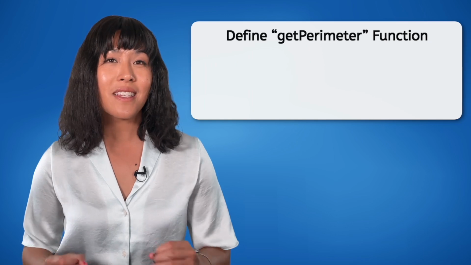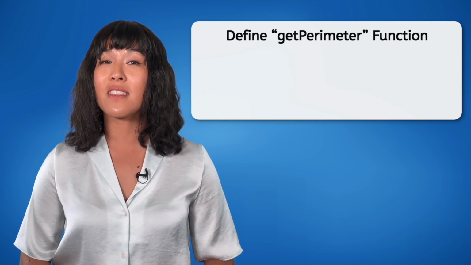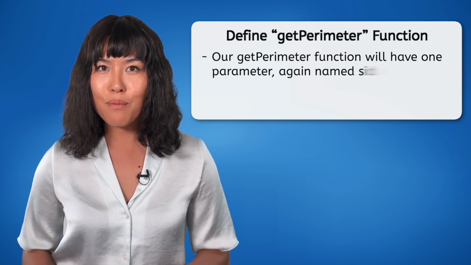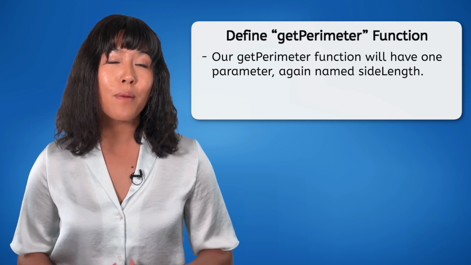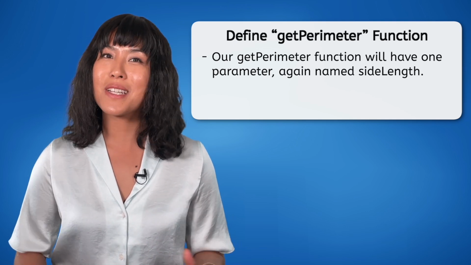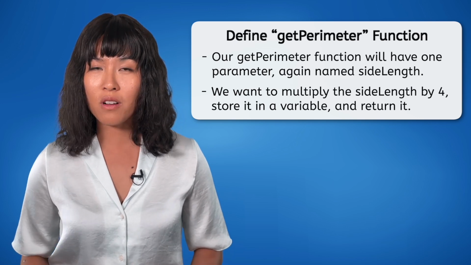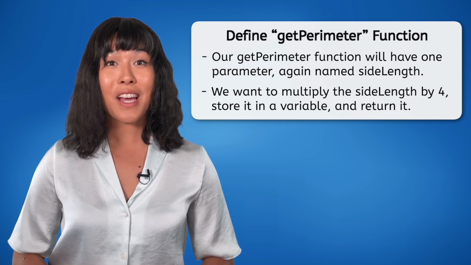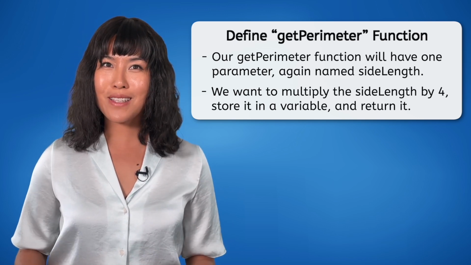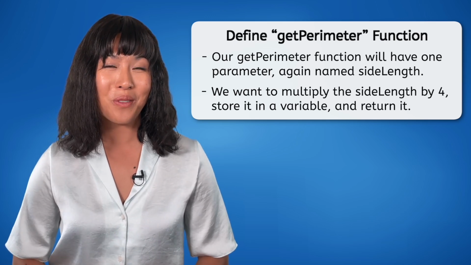Now we need to create a second function that calculates the perimeter. Our getPerimeter function will have one parameter, again named side length. We want to multiply the side length by 4, store it in a variable, and return it. Try writing this code yourself in your guided notes.